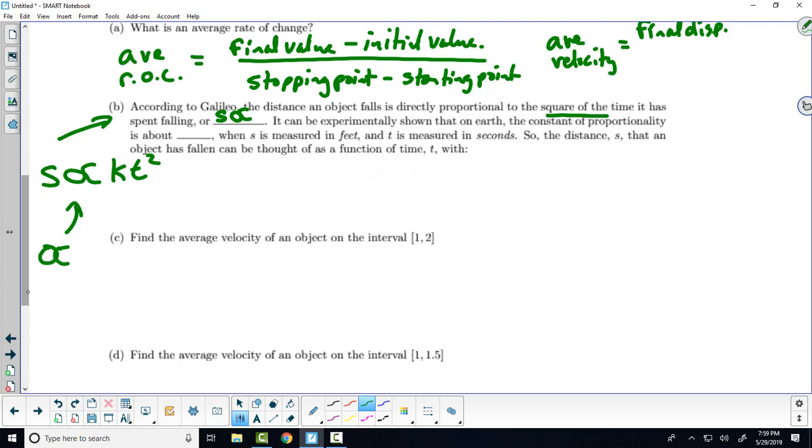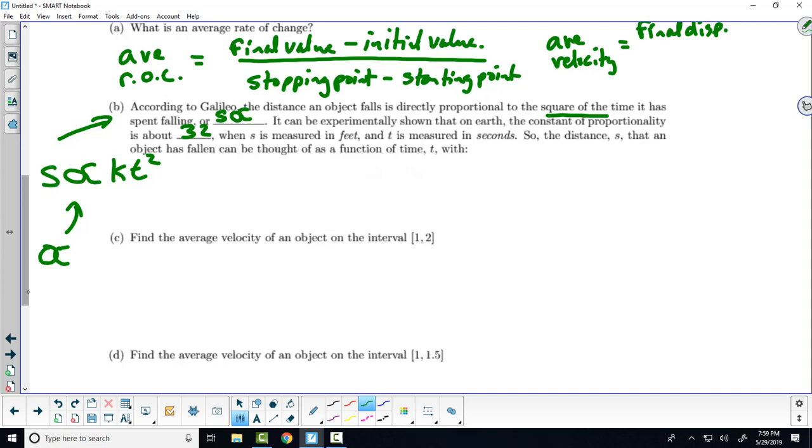What do I mean by directly proportional to? As one gets larger, so does the other. As one decreases, so does the other. That's the direct proportionality. Displacement is not directly proportional to time, but to time squared. And this k here is always called the constant of proportionality. And what is the constant of proportionality? Well, on Earth, it's 32 feet per second per second.